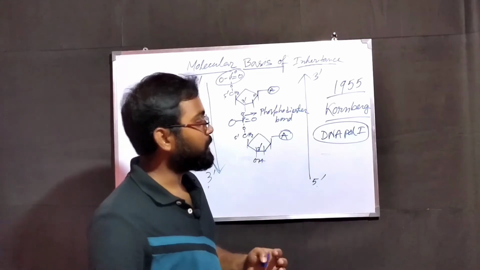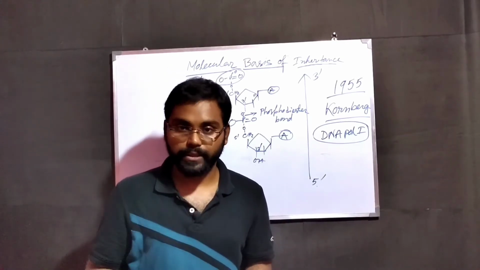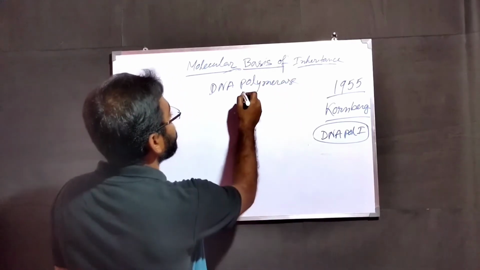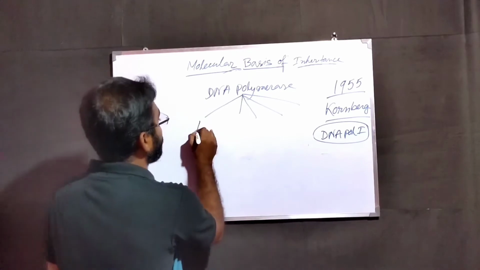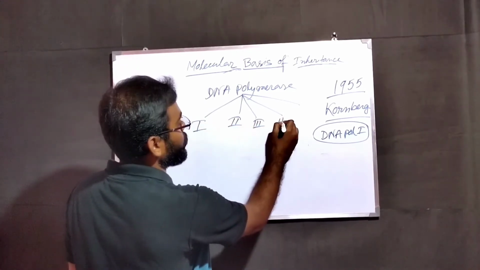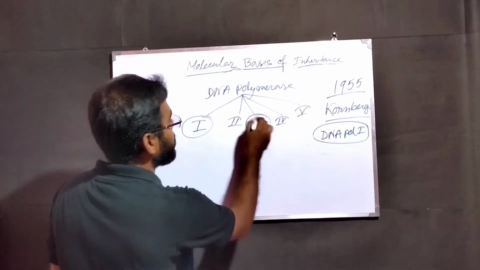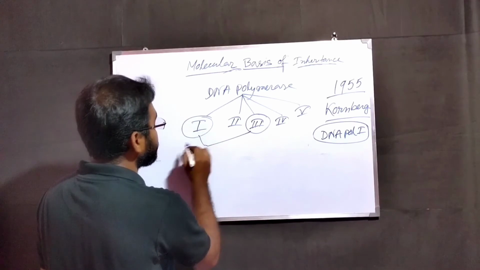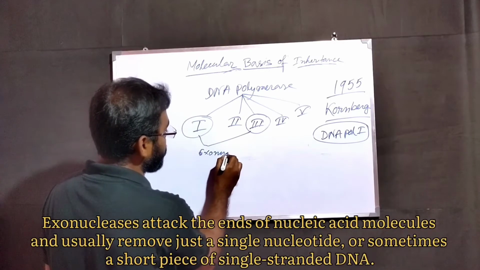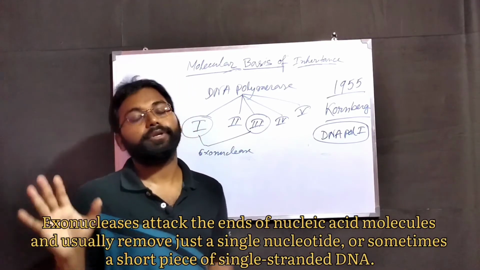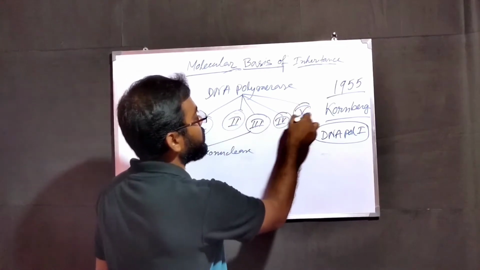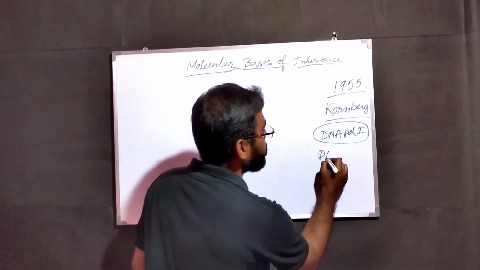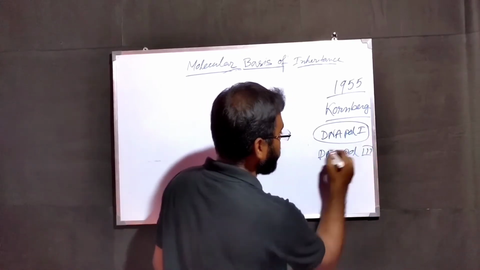Scientists now have identified a total of 5 DNA polymerase. So DNA polymerases are of 5 types. That is 1, 2, 3, 4 and 5. This 1 and 3 is very important for DNA replication in E. coli, and they also act as an exonuclease. That means they can remove nucleotides, and this 2, 4 and 5 helps in repair. So DNA polymerase 3 is important, 1 and 3.